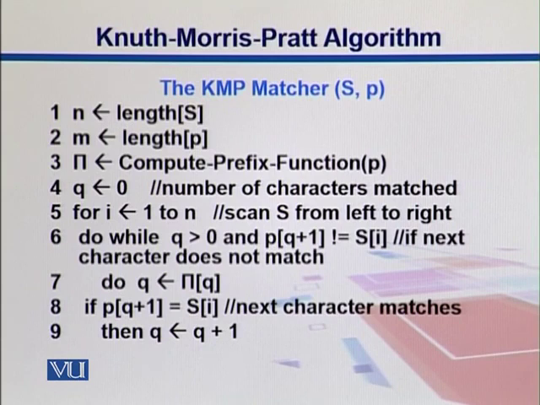And what if we have a mismatch? If p of q plus 1 is not equal to s of i, so if that next character does not match, we will put the value of pi of q at that particular index into q. For example, if we have q equal to 1, then whatever value we have in pi of 1, we will put it in q. If the characters match with one another, then we will simply increment q, q equals q plus 1. Remember, this q is storing the number of characters matched.